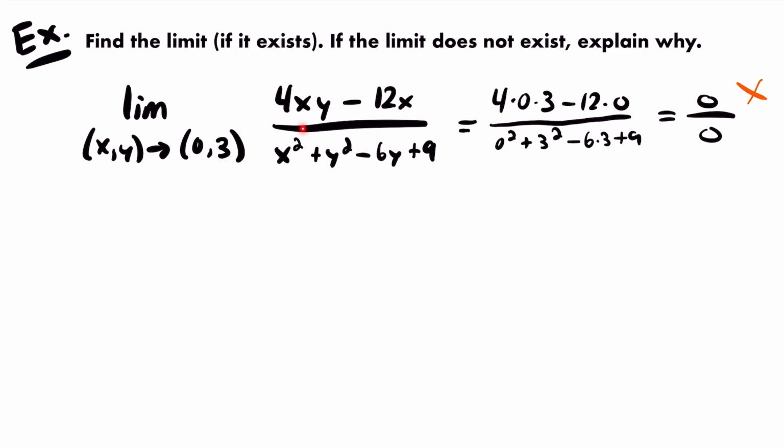Perhaps there's a way that we can manipulate this function such that something cancels out so we can plug in the values that we're approaching. And so you do want to consider that, but I don't know if it's going to be possible here. But let's take a look anyway.